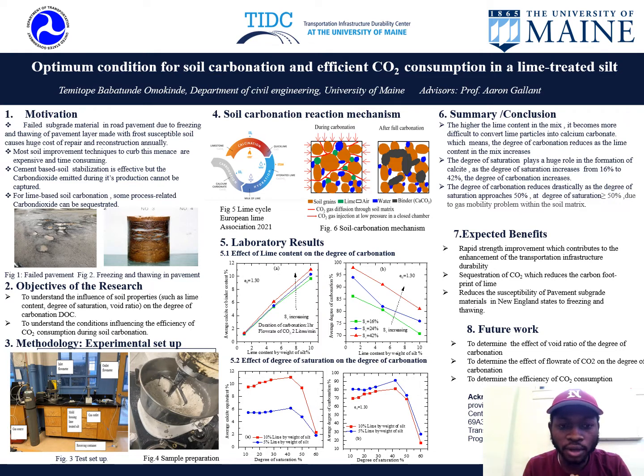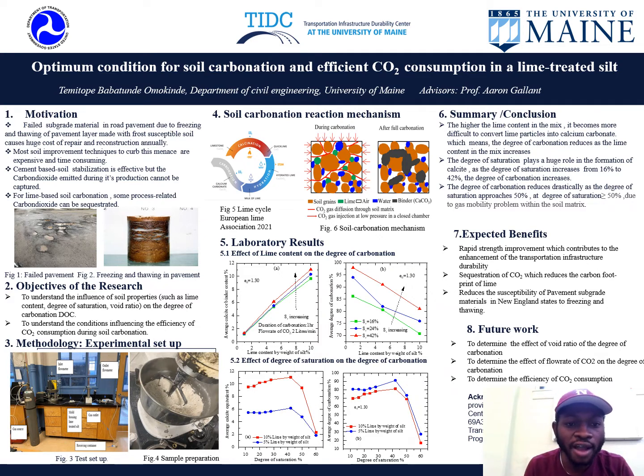From the figure in Figure 6, the soil carbonation mechanism, the CO2 gas goes into the soil matrix. It reacts with the water to form carbonic acid. The carbonic acid reacts with the lime particles to form calcium carbonate. So the black dots in the right part of Figure 6 indicate the calcium carbonate that was formed.